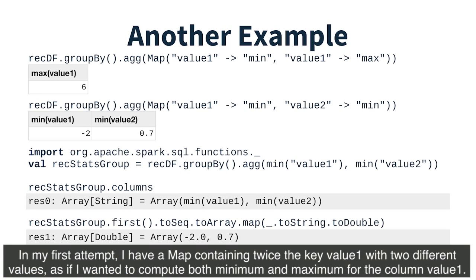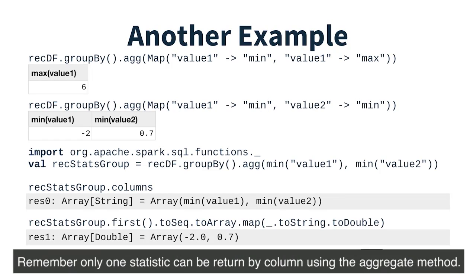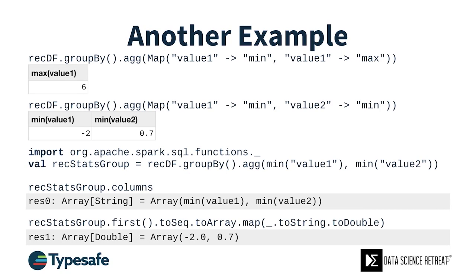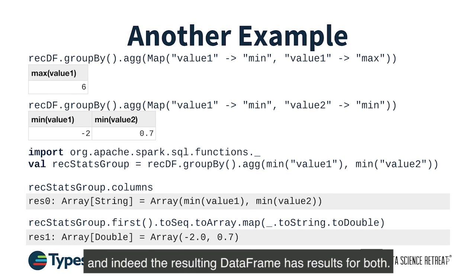In my first attempt, I have a map containing twice the key value 1 with 2 different values, as if I wanted to compute both minimum and maximum for the column value 1. But it does not work that way, and I end up with only the maximum for this column. Remember, only one statistic can be returned by column using the aggregate method. Then in my second attempt, I can compute the minimums for columns value 1 and value 2. And indeed, the resulting data frame has results for both.